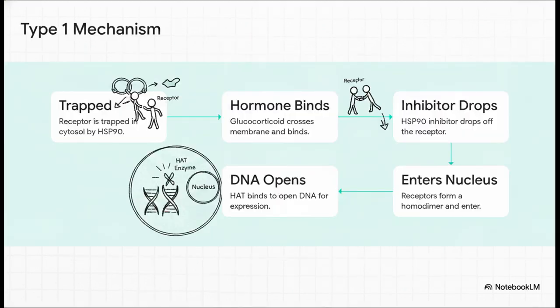So, how does this work in practice? Let's look at type 1 cytosolic receptors. Imagine the receptor is stuck out in the cytosol, handcuffed by an inhibitor called HSP90. It's trapped. But when a nonpolar hormone, like a glucocorticoid, slips through the membrane and binds to it, the HSP90 handcuff drops off. The receptor is free. It pairs up with a twin to form a homodimer, flashes that NLS VIP pass to get into the nucleus, and recruits histone acetyltransferase, HAT, to unspool the DNA and kick off expression.